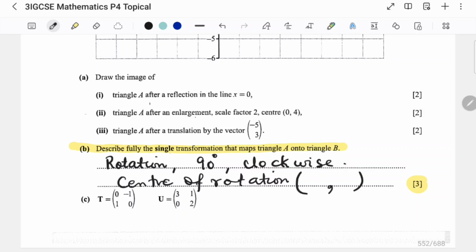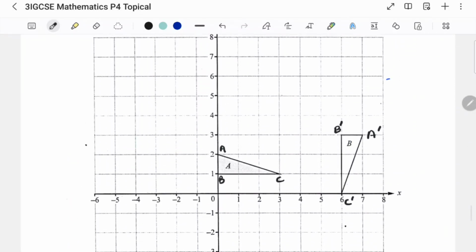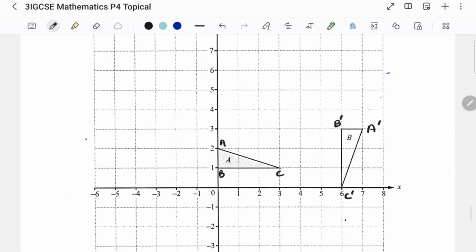For that, you will have to do some work. Okay, let's join the points. Just check that C to C complement, you can join. A to A complement, you can join. B to B complement, you can also join. So now I'm going to draw C to C complement.